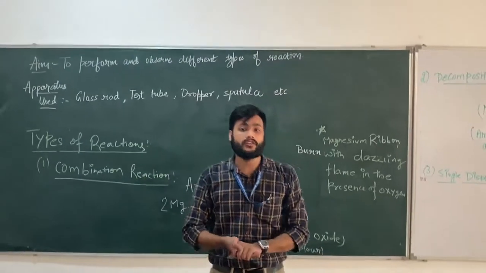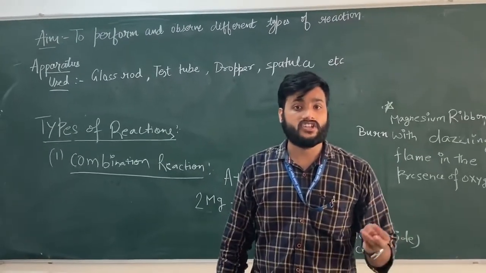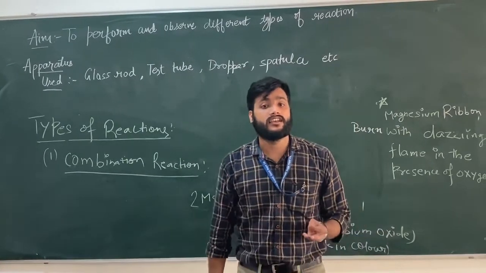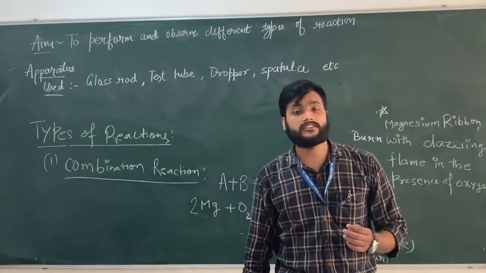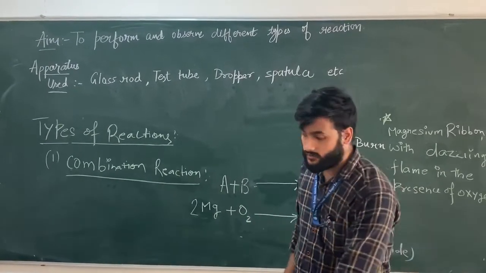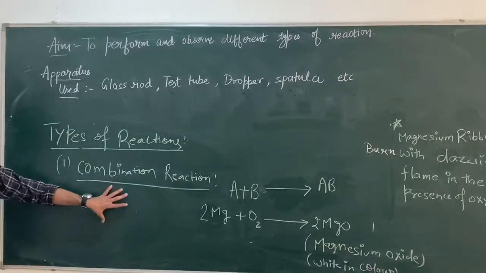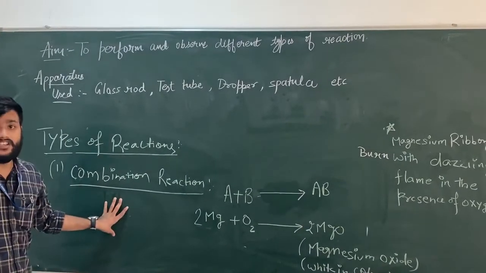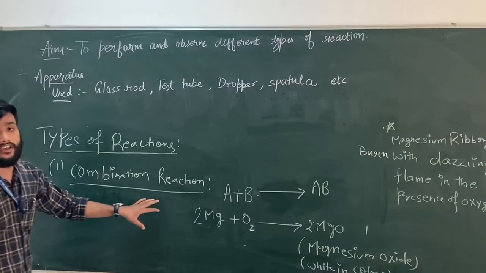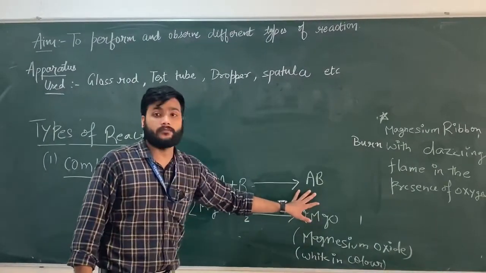So as we all know, there are 5 types of chemical reactions: combination reaction, decomposition reaction, single displacement reaction, double displacement reaction, and the last one is redox reaction. Here we will start with reaction number 1, which is known as combination reaction. Combination reaction states that when 2 or more reactants react, they give only a single product.